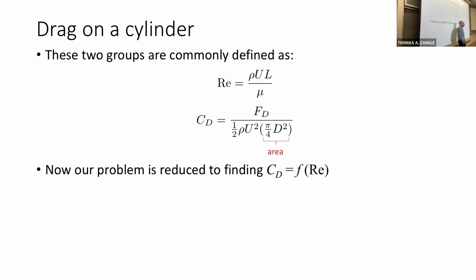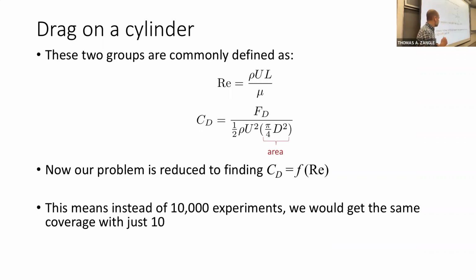And this is one of the powerful things about dimensional analysis. We've reduced the number of variables that we have to consider in order to understand what's going on in this problem. So instead of 10,000 experiments, we get the same coverage with just 10. Or more realistically, we're going to run more than 10 experiments, but we're going to use that data more intelligently, right? We're going to use that data to get a more general idea of how coefficient of drag varies.